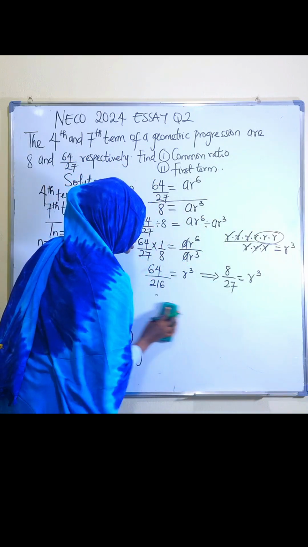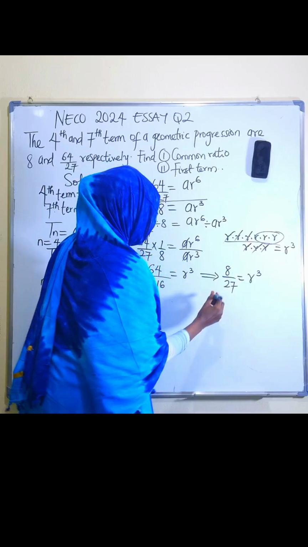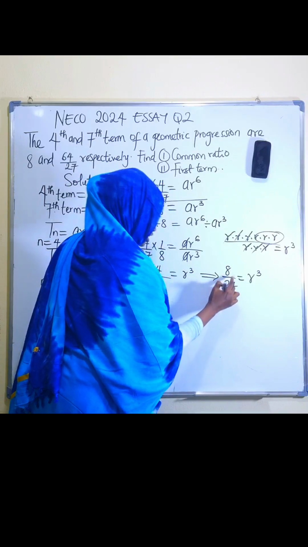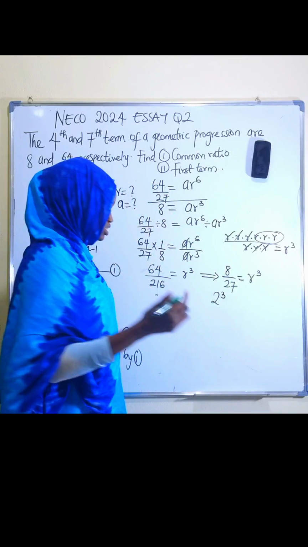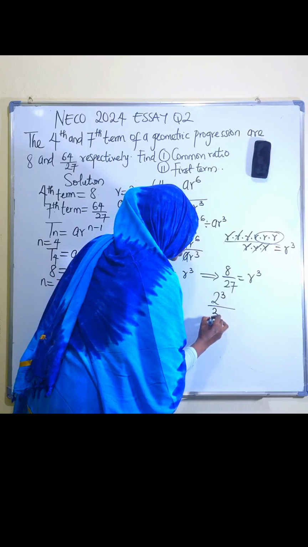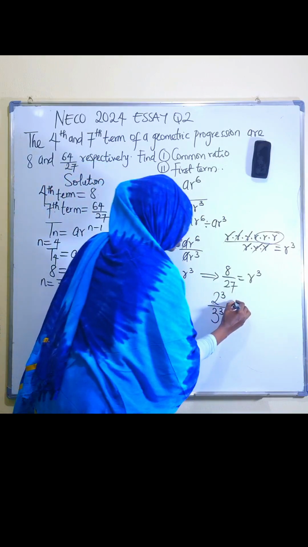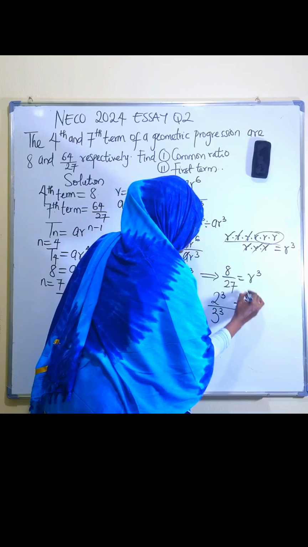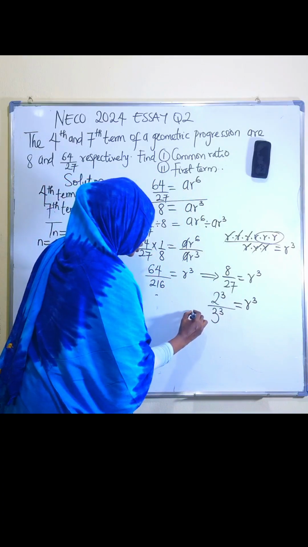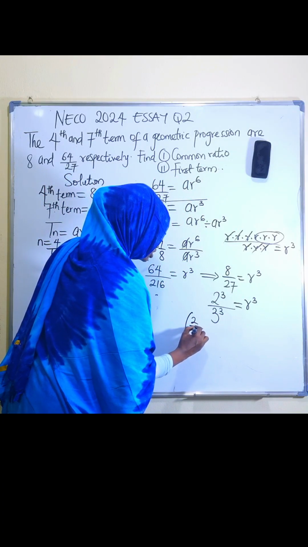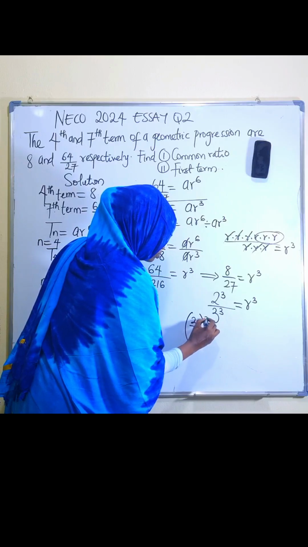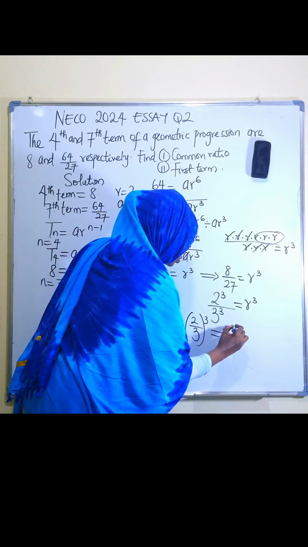So looking at this, 2 to the power of 3 will give us 8, because 2 times 2 times 2 is 8. And then 3 to the power of 3 will give us 27. 3 times 3 times 3 is 27. So now we have this. This is r to the power of 3. So since the powers are equal, we can just say this is the same as 2 over 3 all to the power of 3 is equal to r to the power of 3.